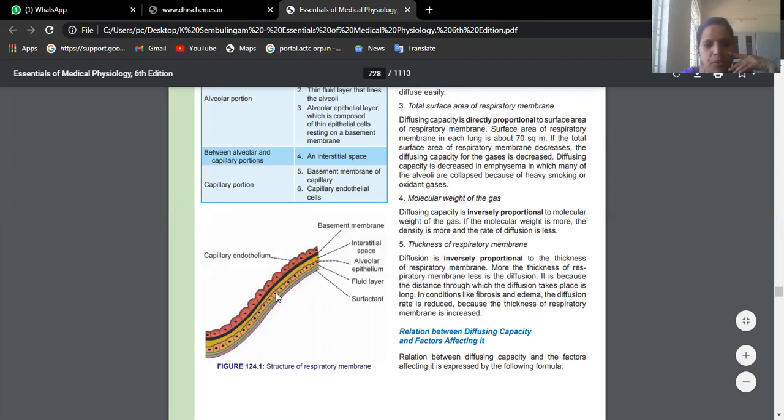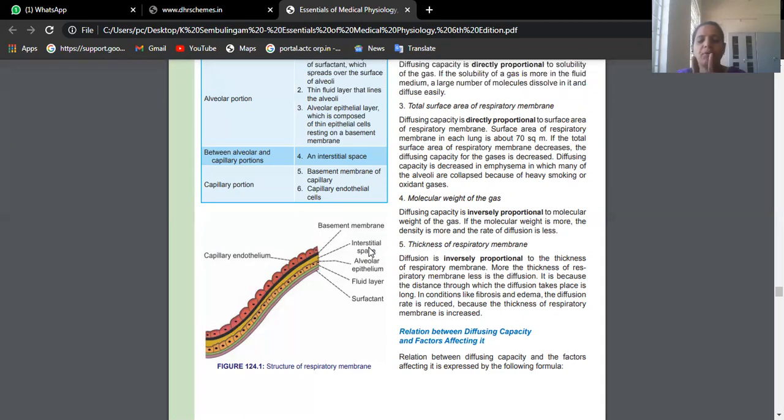Close to the alveoli, we have the capillary. When you see the capillary, this is the basement membrane. Resting on the basement membrane, we have endothelial cells, which are also simple squamous cells. Now, what is happening in between? Whatever yellow area is there, that is the interstitial space. One side you have alveoli, the other side you have capillary, only a small space in between. So this complete membrane is called the respiratory membrane.